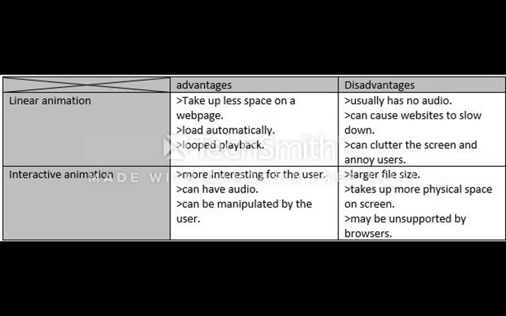Disadvantages: they usually have no audio or little audio. They can sometimes cause websites to slow down and can clutter screens. They have low quality usually as well. Interactive animations, they're a lot more interesting. They can have audio sometimes. Can be manipulated by the user as well.